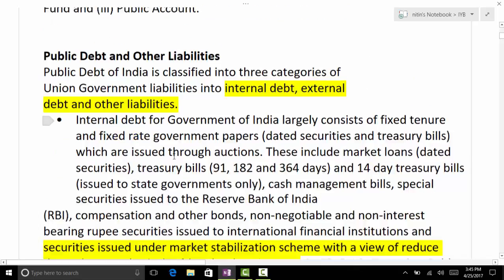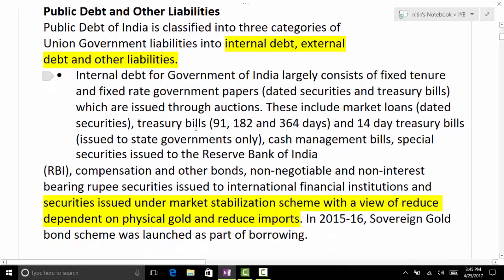The internal debt, this is what you are more familiar with. You read in your economy part: government papers, dated securities, treasury bills. So these are by way of internal debt.